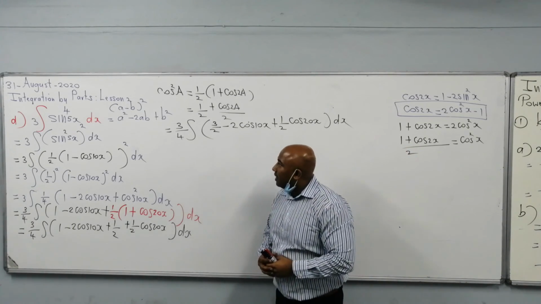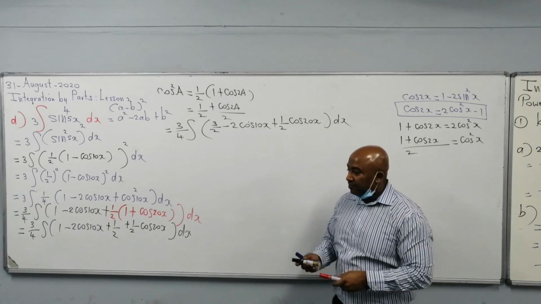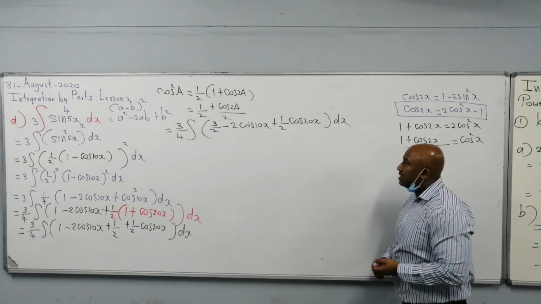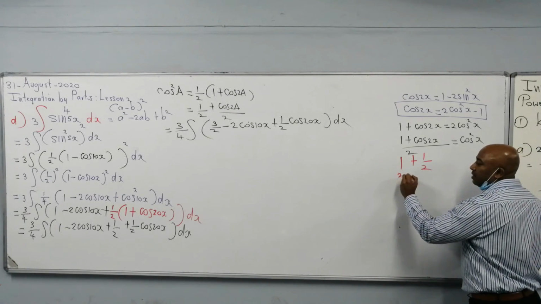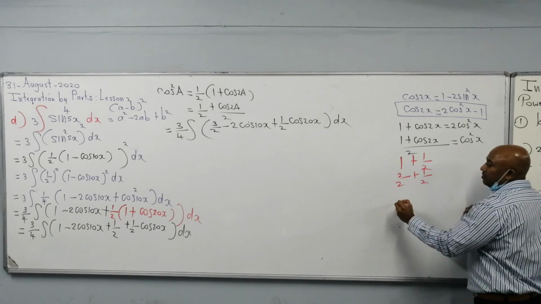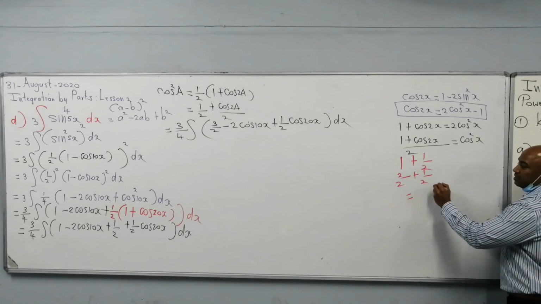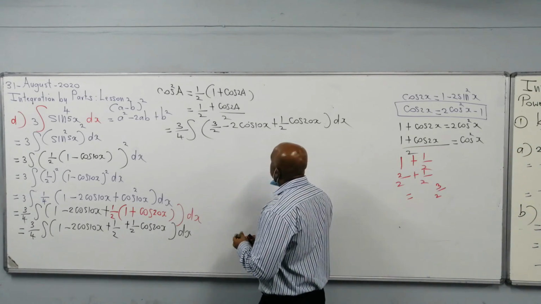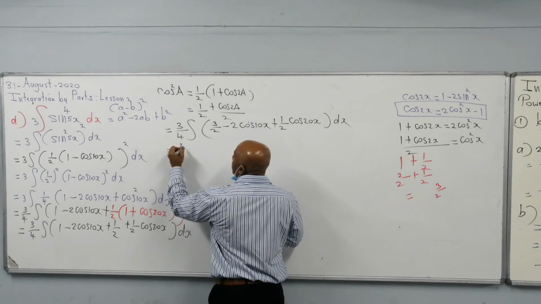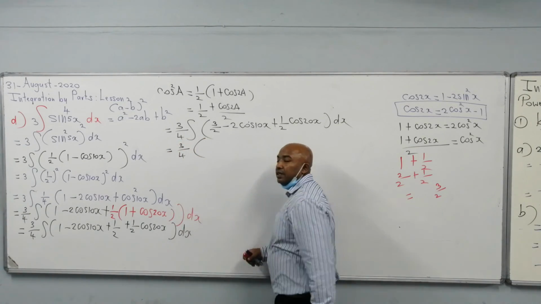So you might be wondering now where the 3 over 2 came from. You can take your calculator and add it up. It's 1 plus half. 1 is the same as 2 over 2 plus 1 over 2. LCD, 2 plus 1 will give you 3 over 2 straight. And now let's get back here. That's going to be 3 over 4.